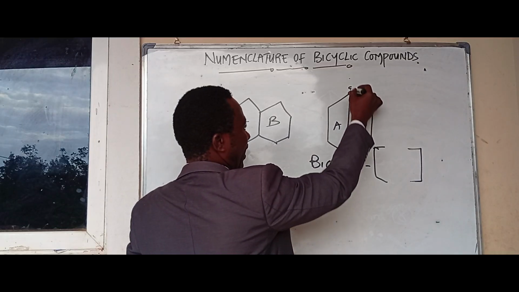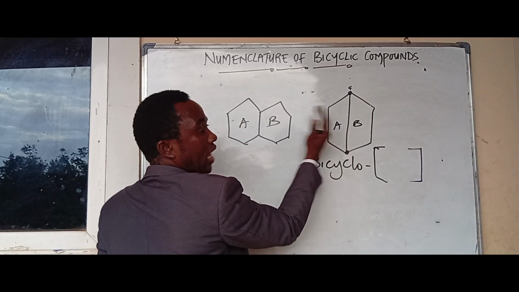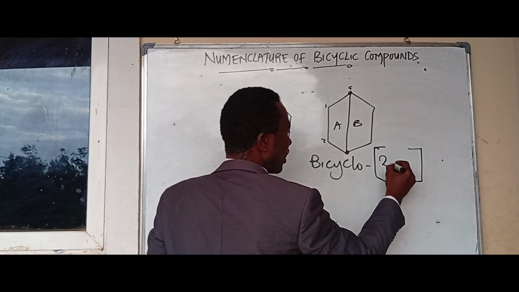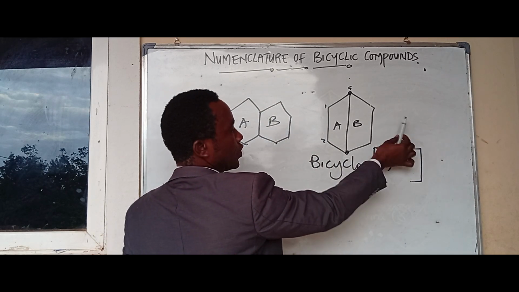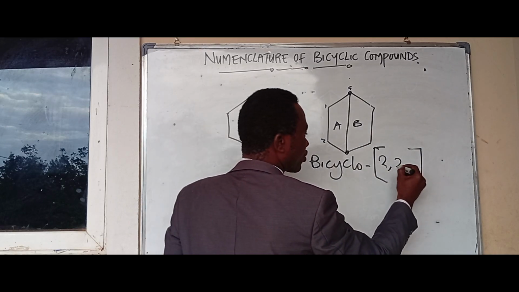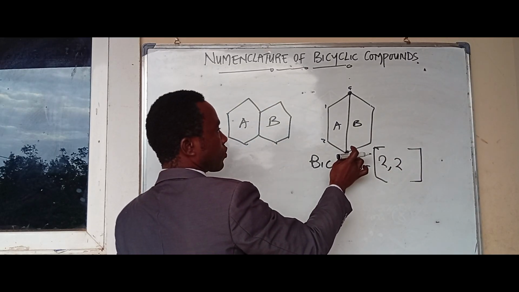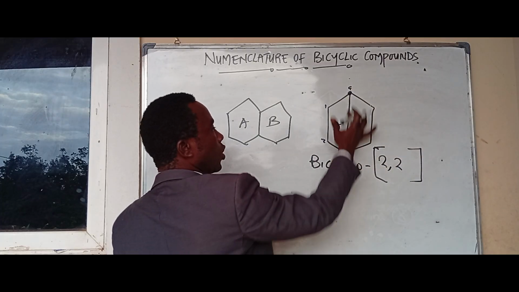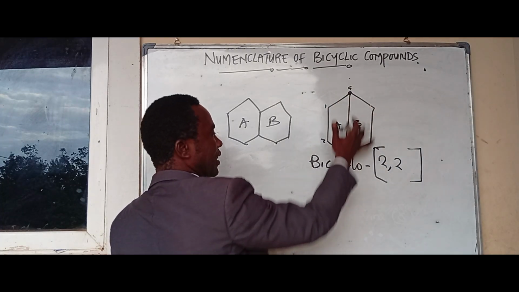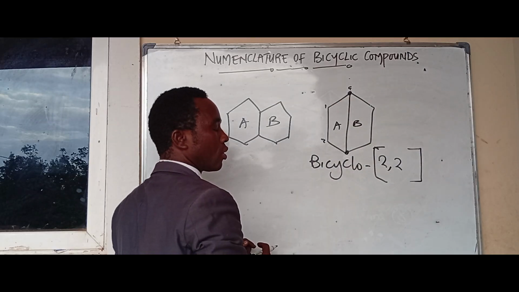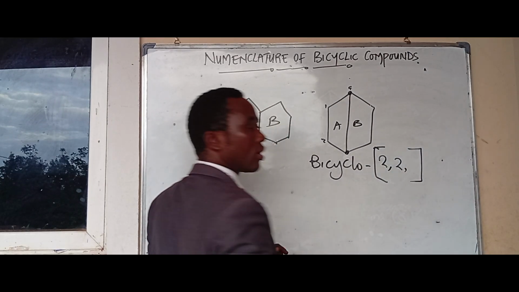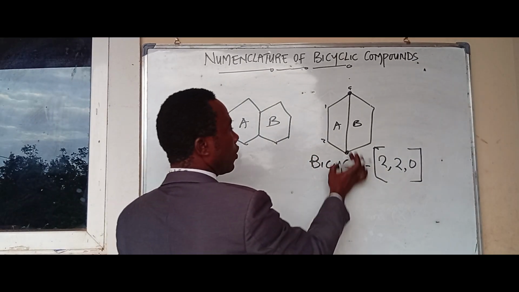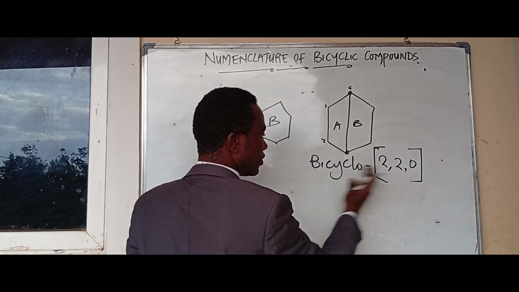Now, when you divide this bicyclic compound into two, how many carbon atoms do you see here? This is 1, 2 carbon atoms. This is 1, 2. So you put 2 here, comma. How many carbon atoms do you see here? This is 1, 2. You put 2. Then the carbon bridge that connects the two rings, there is no other carbon within that carbon bridge. Therefore, because there is no carbon atom, you put 0. Then you'll be having bicyclo 2, 2, 0.